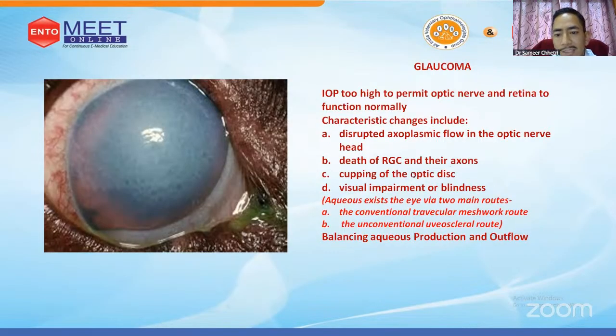Aqueous exits the eye via two main routes. In the normal situation, the aqueous humor exits the eye through the conventional trabecular meshwork route and the unconventional uveoscleral route. Whenever there is disruption in this process, that is, in the production and the outflow of the aqueous humor, then glaucoma starts developing slowly.